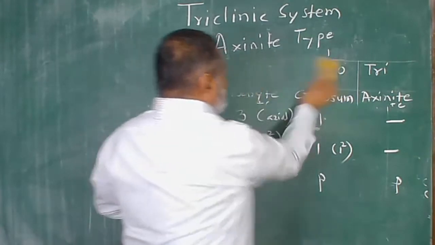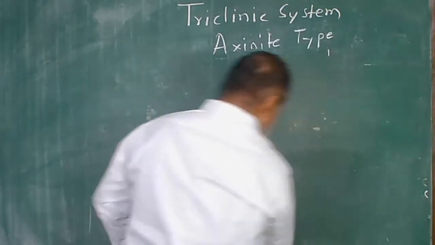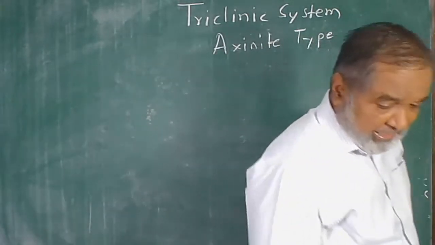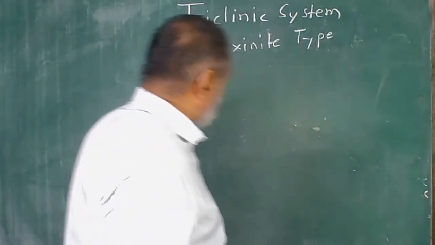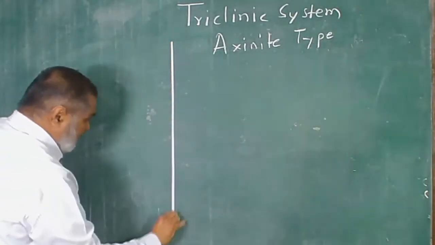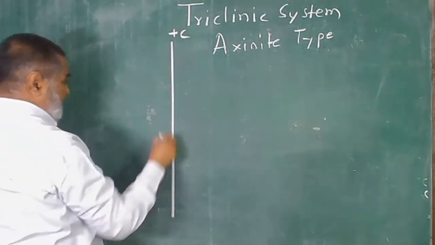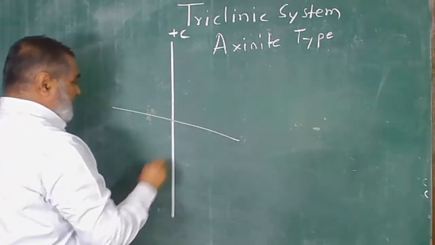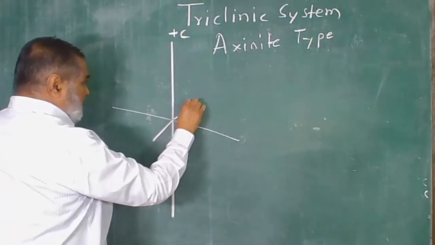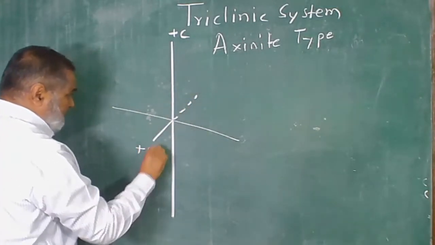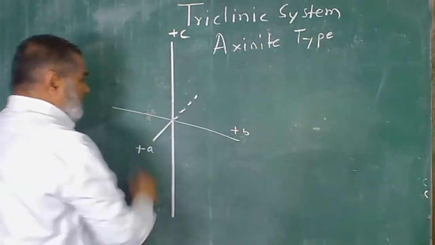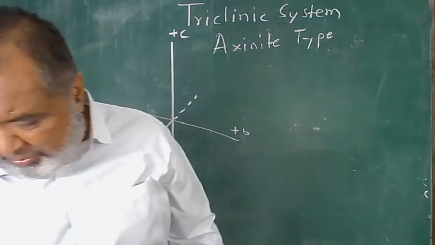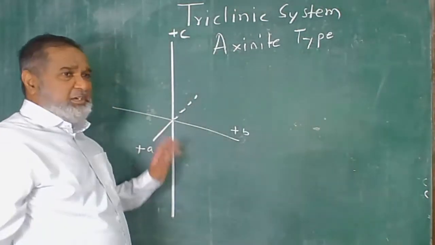So now let's start with what today's video is about: the triclinic system, axonite type. Now in the triclinic axonite type, what do we have? C is the longest one, and your B axis is inclined. Now A is also inclined. A is a smaller axis running from front to back, B is running from right to left, and this is the C axis. So this is what we are going to draw, the diagram of the triclinic system.